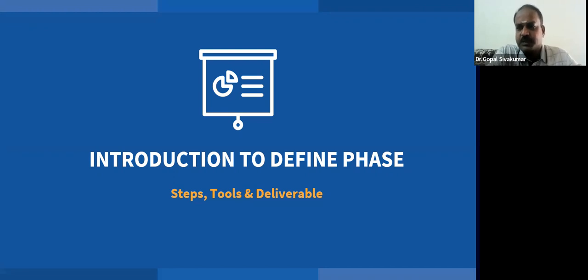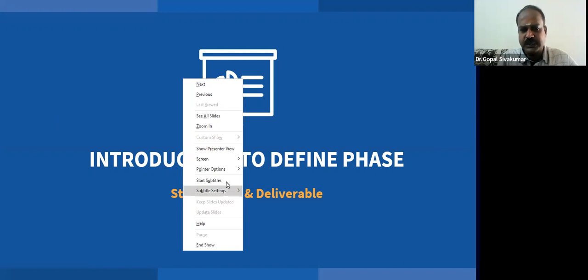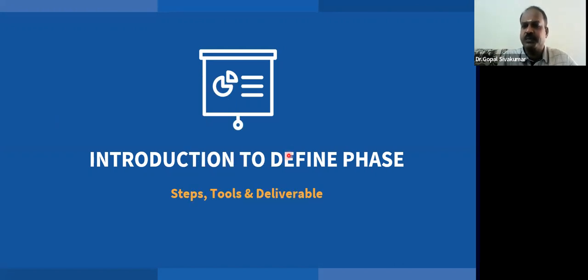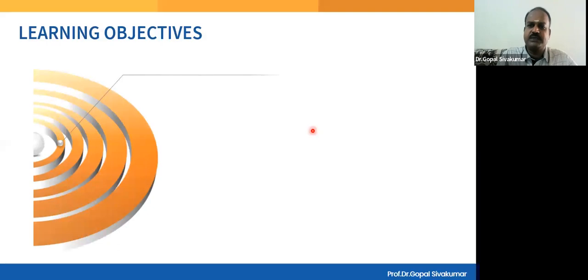So typically Six Sigma projects are conducted using the DMAIC methodology, in which the D stands for define. Defining the project is the first phase. So what are all the steps involved while defining a Six Sigma project? The tools that are required to properly define a project, and then the main deliverable that we can expect at the end of the define phase. So this is what we are going to understand in the introductory lesson about define phase.